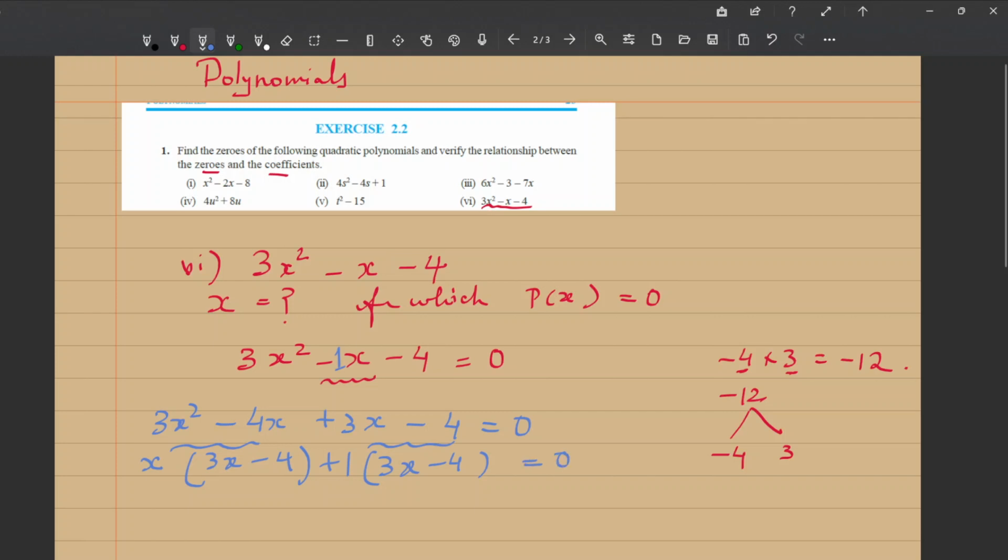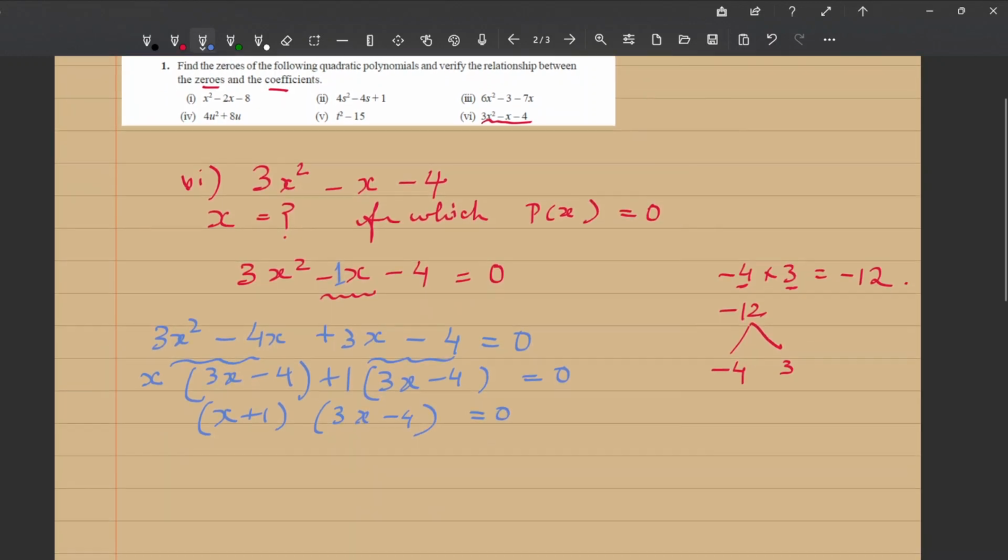So, when will this be equal to 0? Either when x plus 1 is equal to 0 or 3x minus 4 is equal to 0. Right? So, let us go ahead and find the zeros. One zero is at x plus 1 equal to 0 and the other at 3x minus 4 equal to 0. So, the value of x will be either minus 1 or 4 by 3, both, isn't it?